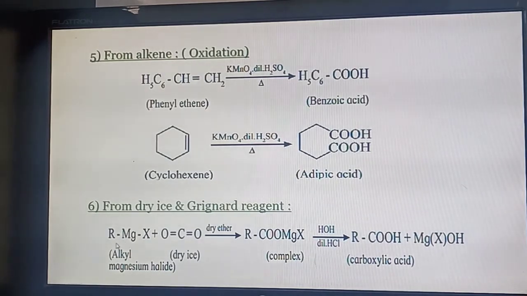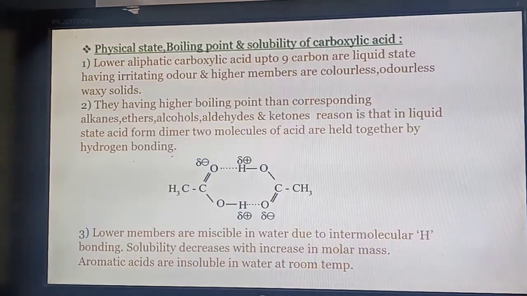Here if we use CH3MgCl plus CO2 in presence of dry ether, it gives CH3COOMgCl, which on acid hydrolysis gives CH3COOH, that is acetic acid. So we can prepare either aliphatic carboxylic acid or aromatic carboxylic acid by using Grignard reagent. So this is about methods of preparation of carboxylic acid.